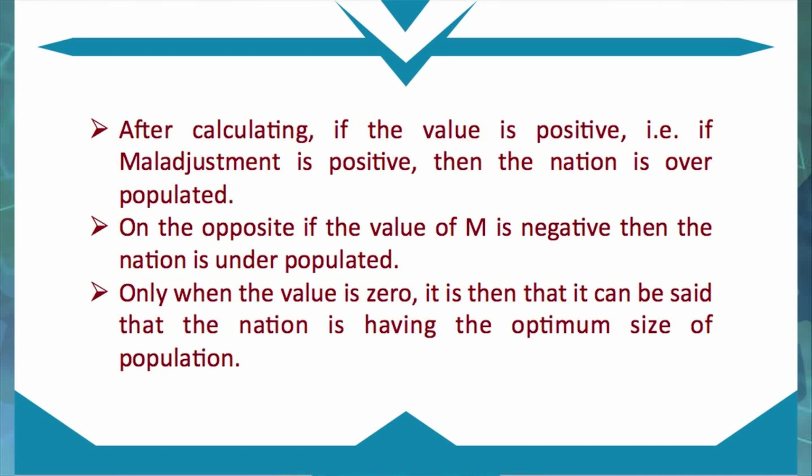And on the opposite, if the value of M is negative, then the nation is what? Underpopulated. Only when the value is 0, it is then that it can be said that the nation is having the optimum size of population.